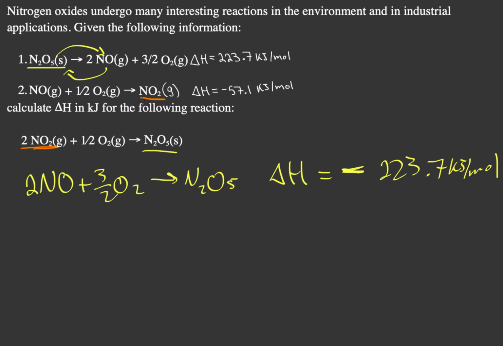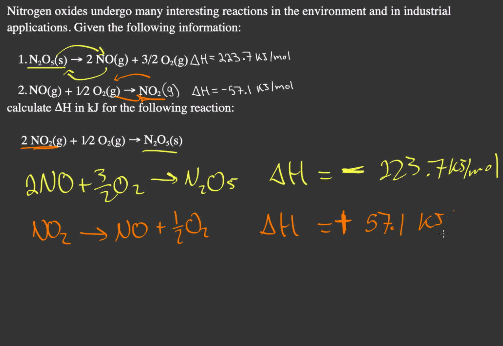Well, we have NO2 here, but it's in the products. So we want to flip this one around. So we got NO2 gives you NO plus 1/2 O2. The delta H for that, since this is negative, is going to be positive 57.1 kilojoules per mole.